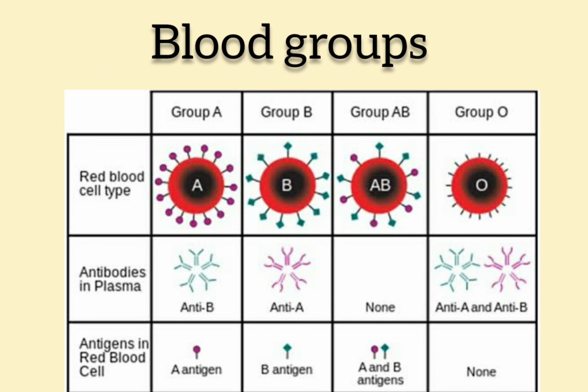The blood group A has antigen A on the surface of the RBC, and it has anti-B antibody in the plasma. Blood group B has antigen B on the surface of the RBC and anti-A antibody in the plasma. Blood group O has no antigens, but it has anti-A and anti-B antibodies in the plasma. Blood group AB has antigens A and B, but it does not have antibodies.